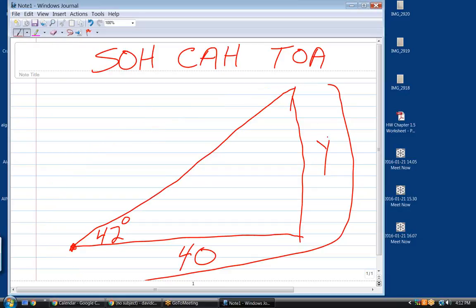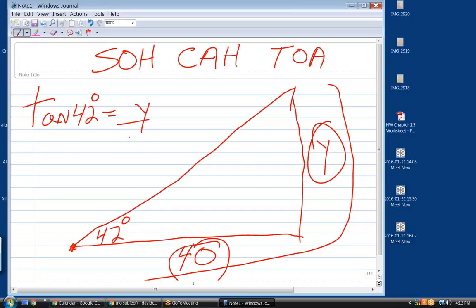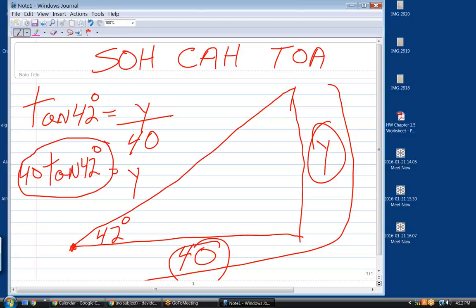Right, because the only two values I've been given are the opposite and the adjacent. So I can say the tangent of 42 degrees equals y over 40, which makes y equal to 40 times the tan of 42. Now, I have no idea what the tangent of 42 degrees is, but my calculator does. So all I have to do is stick that into my calculator.